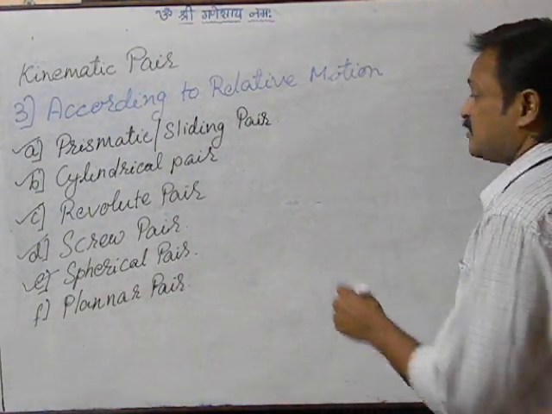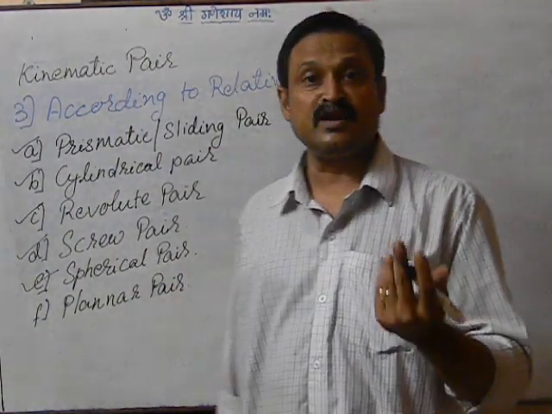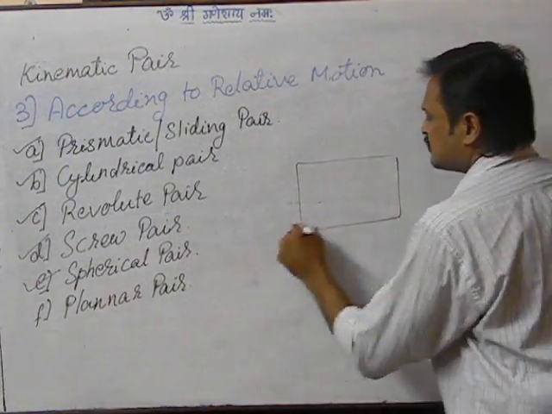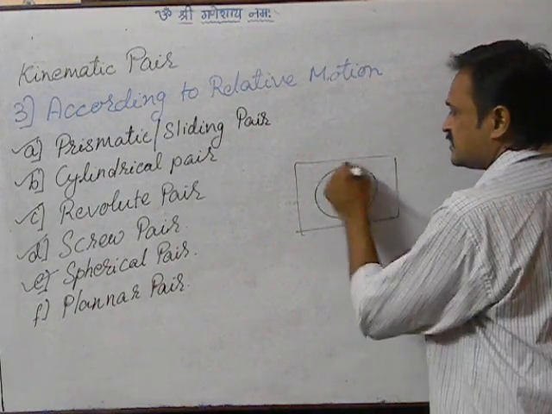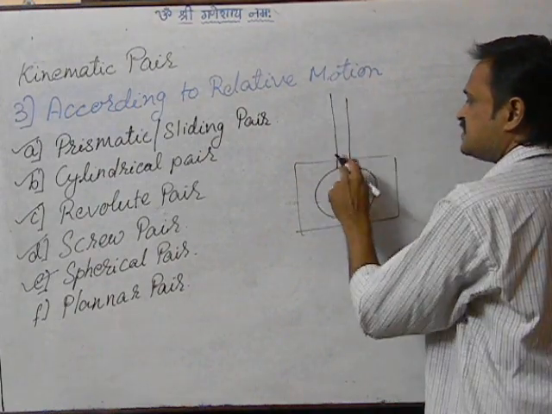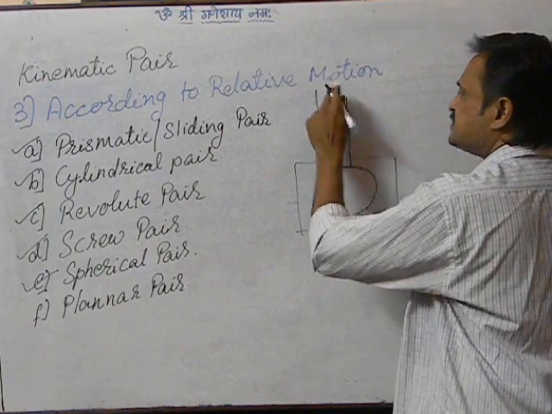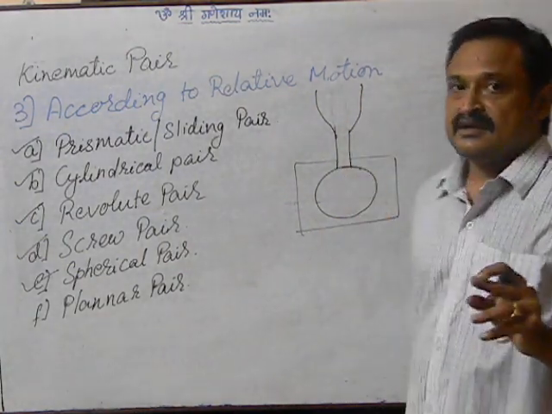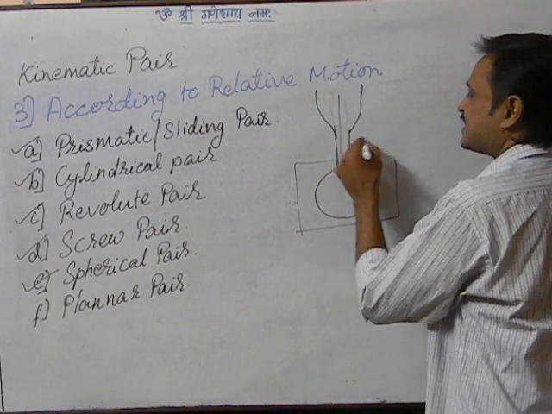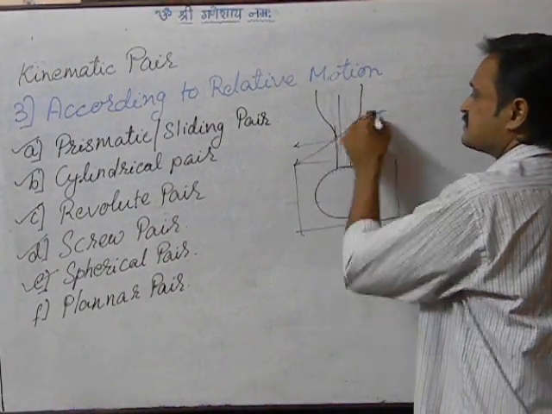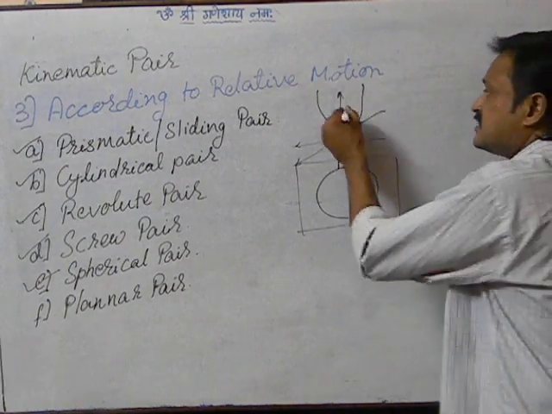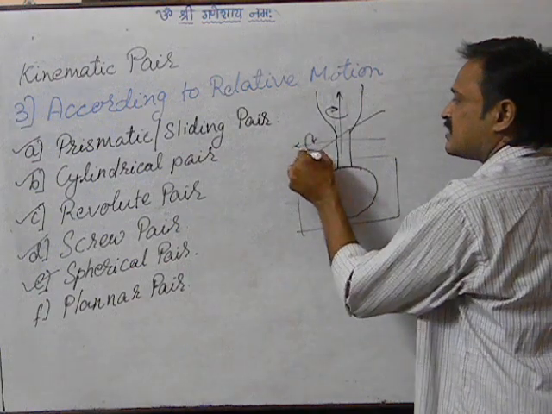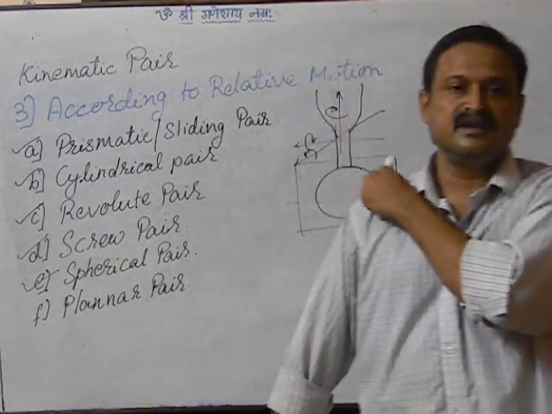Now if we see the spherical pair, the example is a ball and socket arrangement. Say this is link number 1, right, and this is link number 2. You must have seen a pen stand, right? Maybe this is a pen stand in which I can put a pen. Now here it can move about this axis as well as this axis. All these motions are rotary. There is no linear motion, right? So these motions are rotary motions, like the ball and socket example.